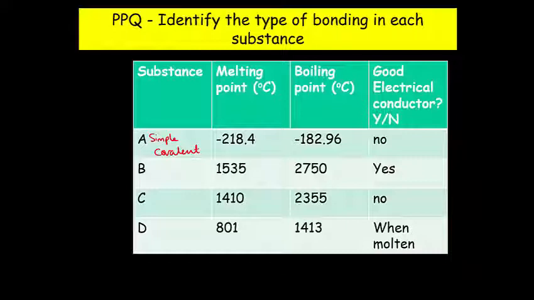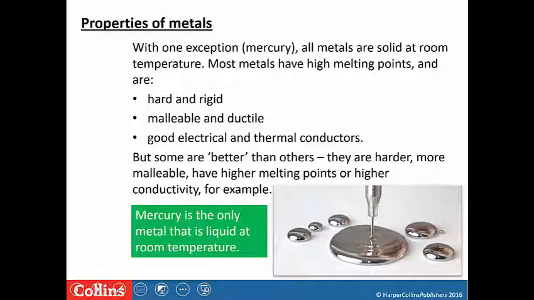Now B, C and D all have high melting and boiling points, so we can't really use that to distinguish between them. What we can use is their electrical conductivity. Now B is a good conductor of electricity, which suggests that it is metallic bonding involved. C is not a conductor at all, so that suggests it's giant covalent. And D only conducts when it's molten, so that tells us it's ionic bonding.